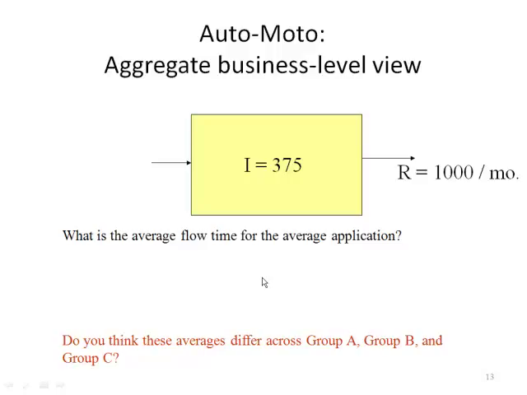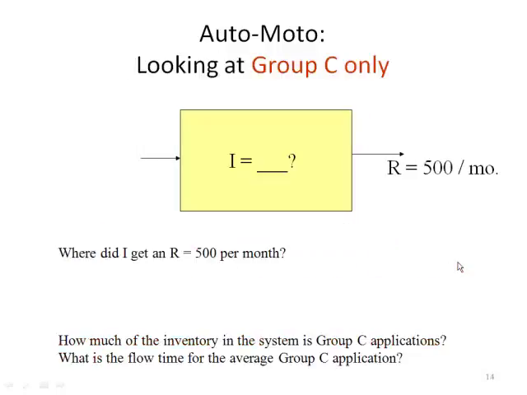So if the inventory is 375 and the average flow rate is 1,000 per month, then the average time in the system has to be T equals inventory divided by flow rate, or 0.375 months. Okay. So as I promised, though, we want to understand how performance differs across the customer segments. Let's start with Group C only.